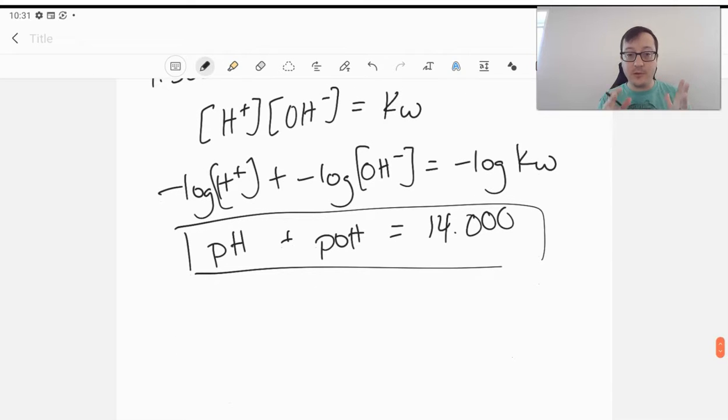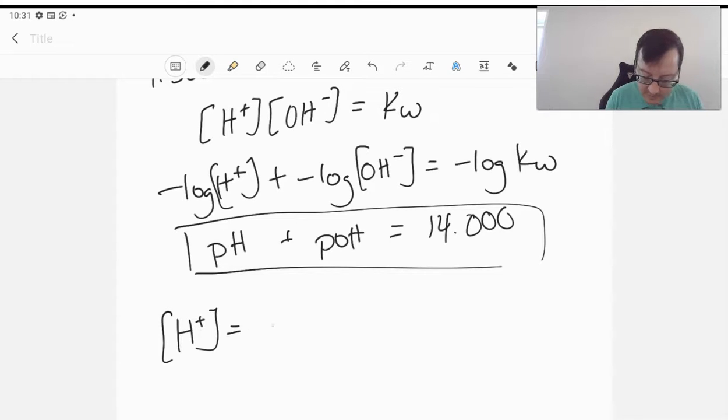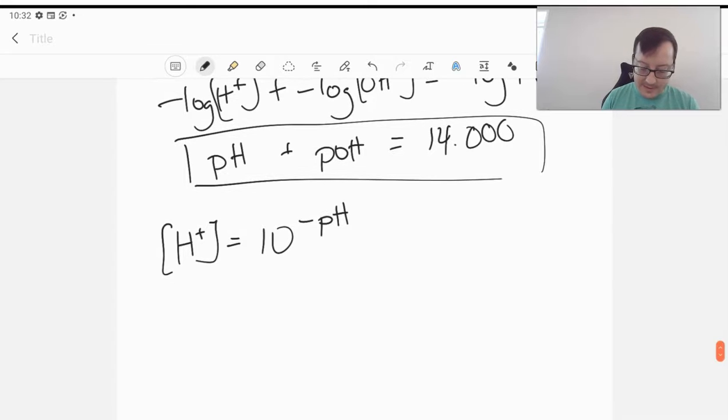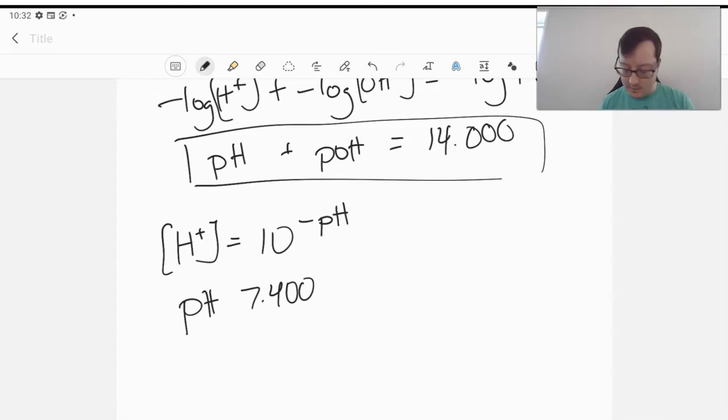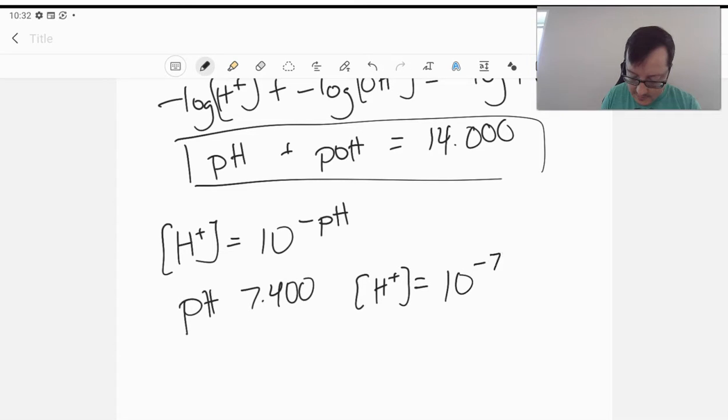So we know how to go from H plus to pH, right? We just take the negative log. But we're going to see that H plus by itself will be equal to 10 to the negative pH power, whatever that happens to be. So it's the inverse of the negative log, will be 10 to the negative pH. So if we have, let's say, our pH of 7.4, our blood, H plus would be equal to 10 to the negative 7.4.